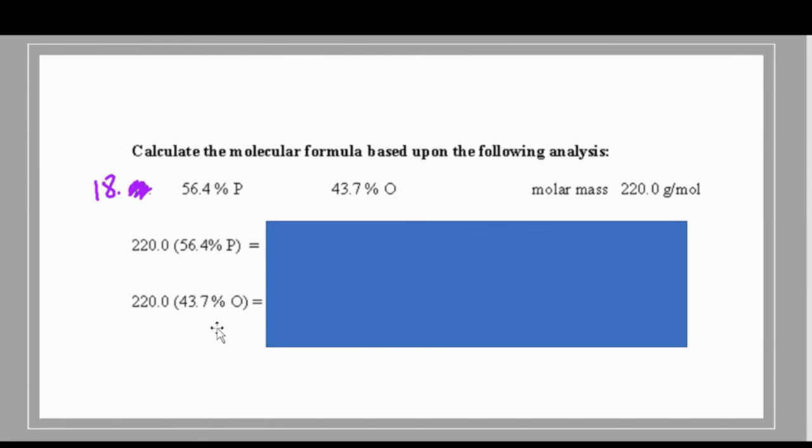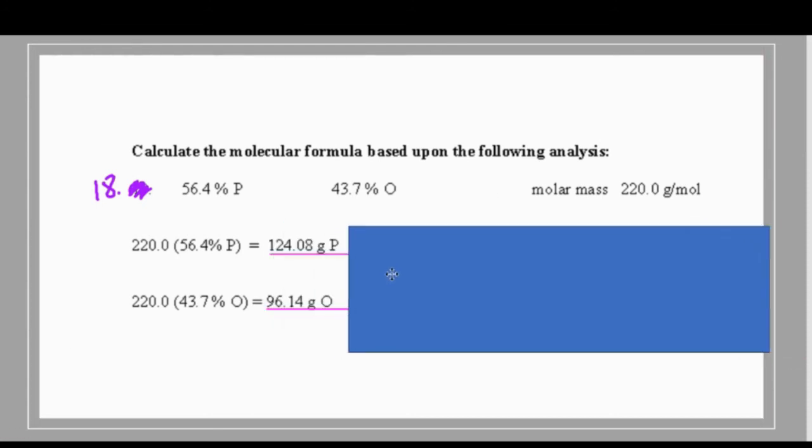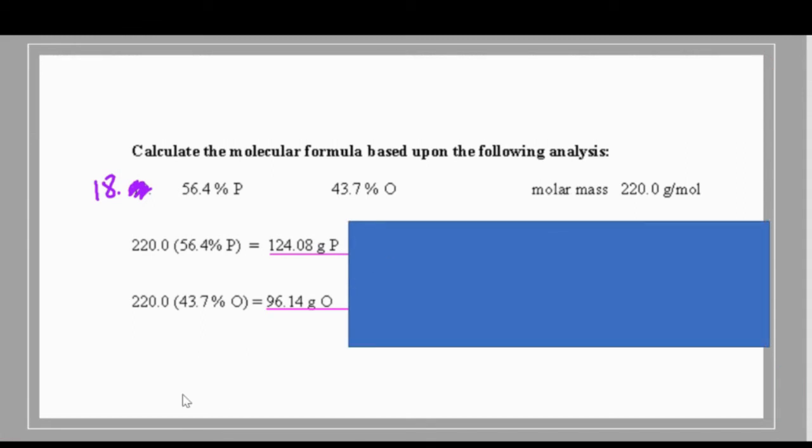Similar idea here, except this time we know the mass of the compound. So if we know the mass of the compound and its percentage, we're going to apply that percentage in number 18. So if it's 56% phosphorus, let's figure out what that would be. And that's what I did first. I did 220 times 56%. I did 220 times 43%, and I found the masses using those percentages. Then I'm going to do the whole mass to mole, divide by small, until I get nice numbers.